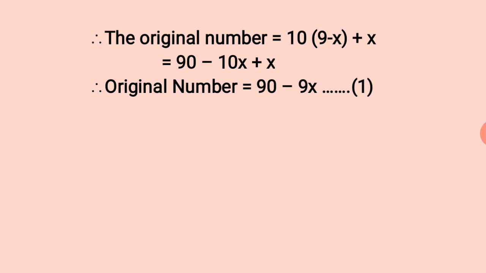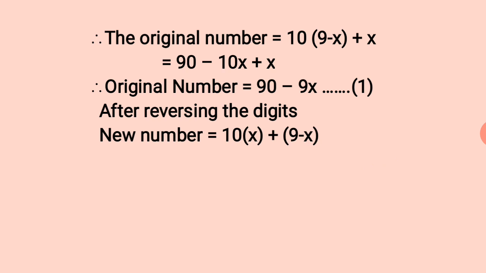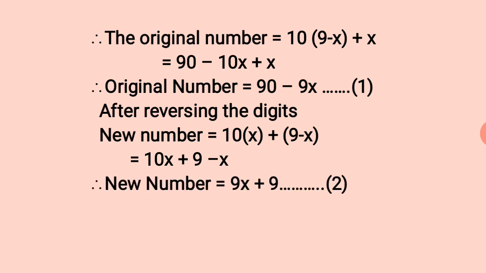Then you are told that the digits are interchanged. The digits are interchanged, that is why x now becomes the tens place digit and 9 minus x comes to the units place. So 10 is now multiplied by x, 10x plus (9 minus x). Open the bracket and solve it out. The new number is 9x plus 9.